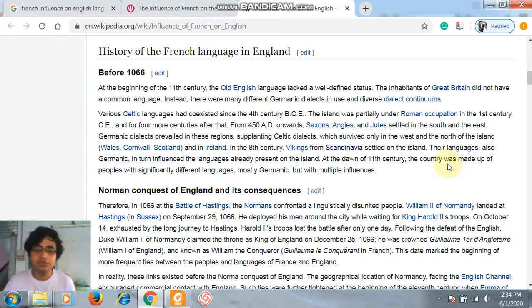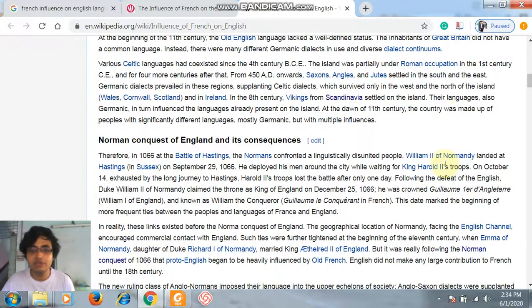Then the Vikings from Scandinavia settled on the island. I have already discussed with you the Scandinavian influences. And at the dawn of the 11th century, the country was made up of peoples with significantly different languages, mostly Germanic in origin, but with multiple influences. So therefore, in 1066, at the Battle of Hastings, when these Northmen or Normans confronted the English people, they confronted a linguistically disunited people.